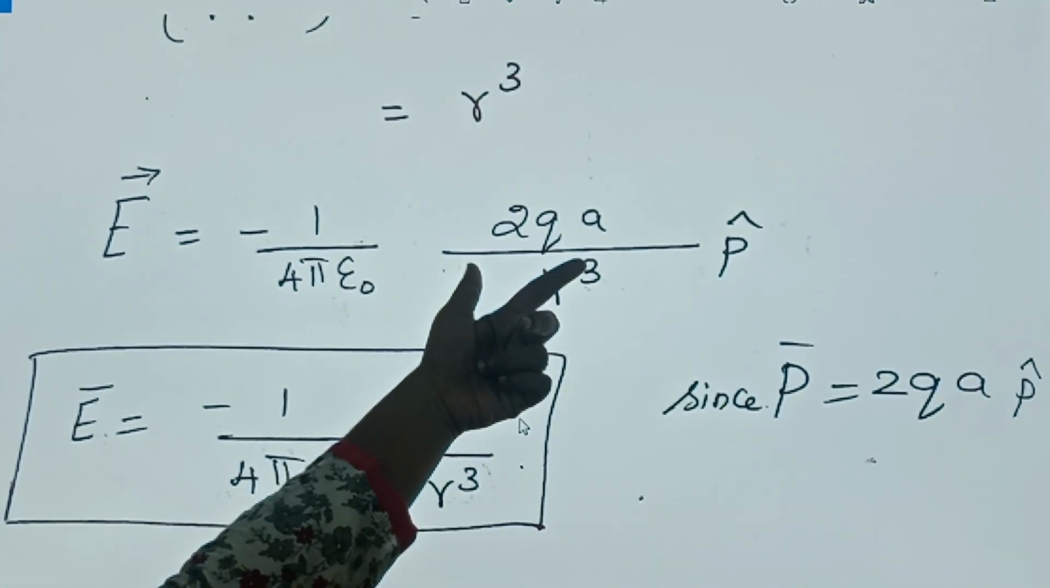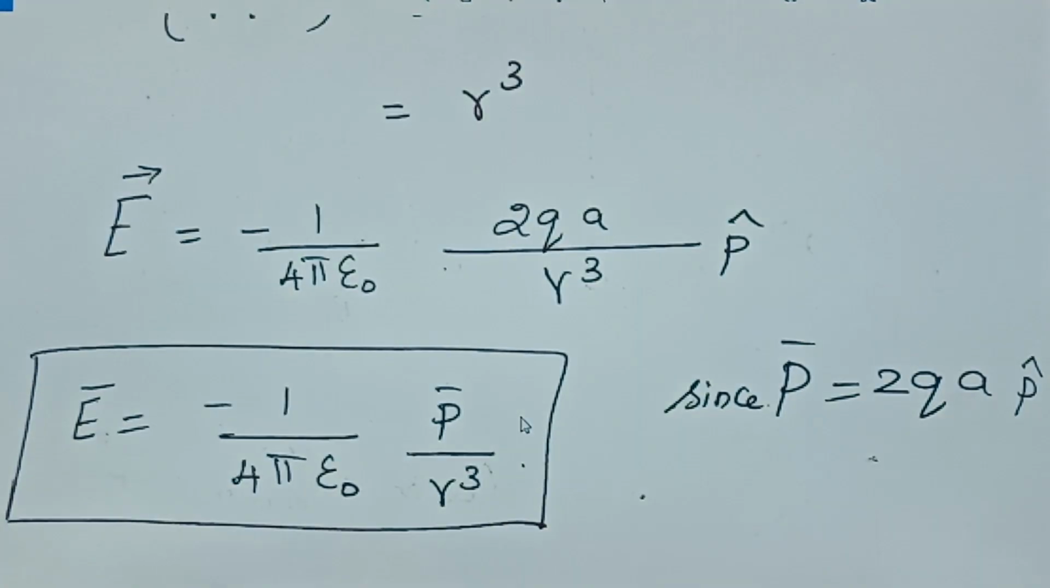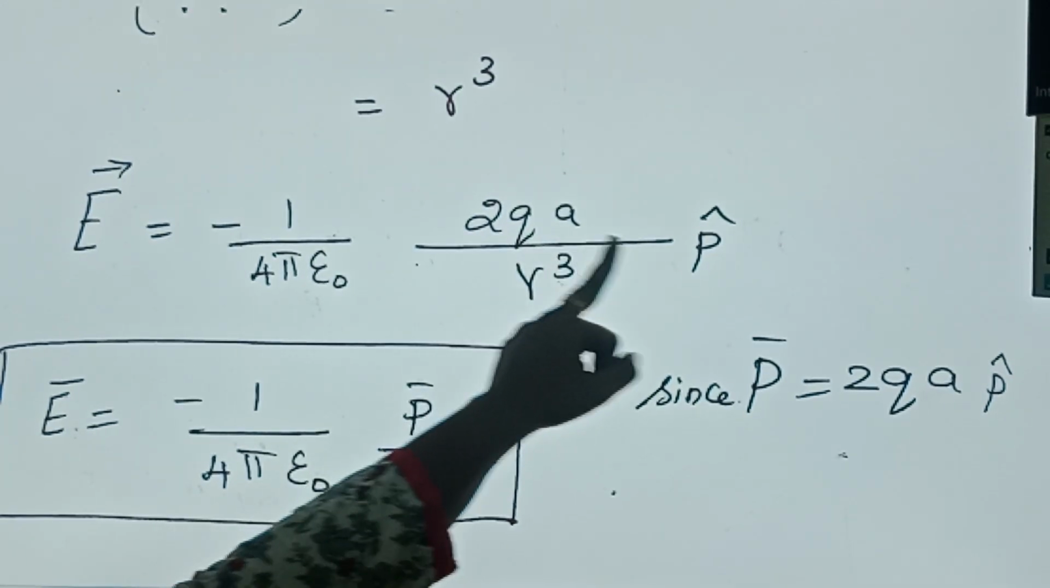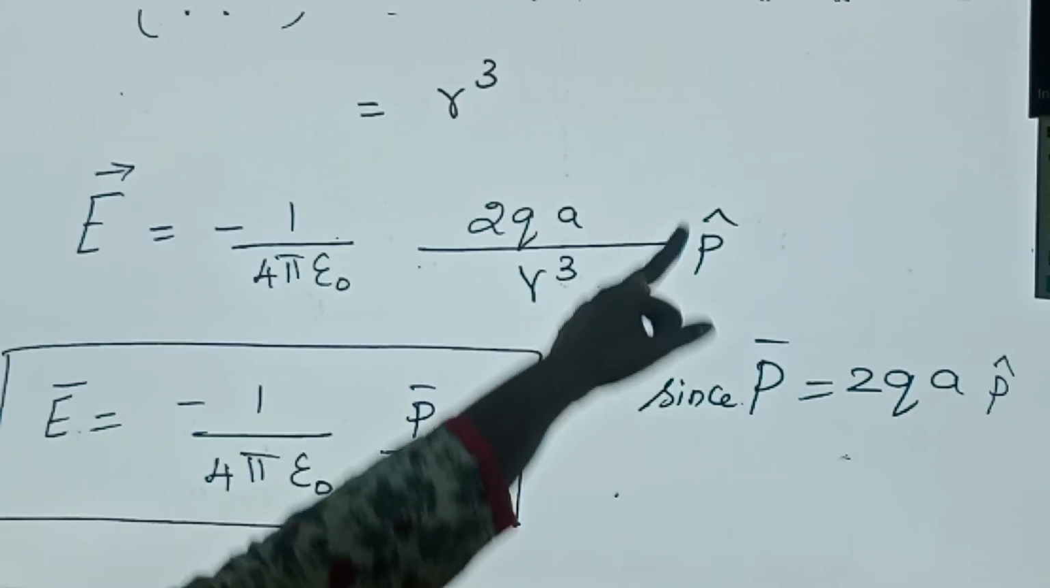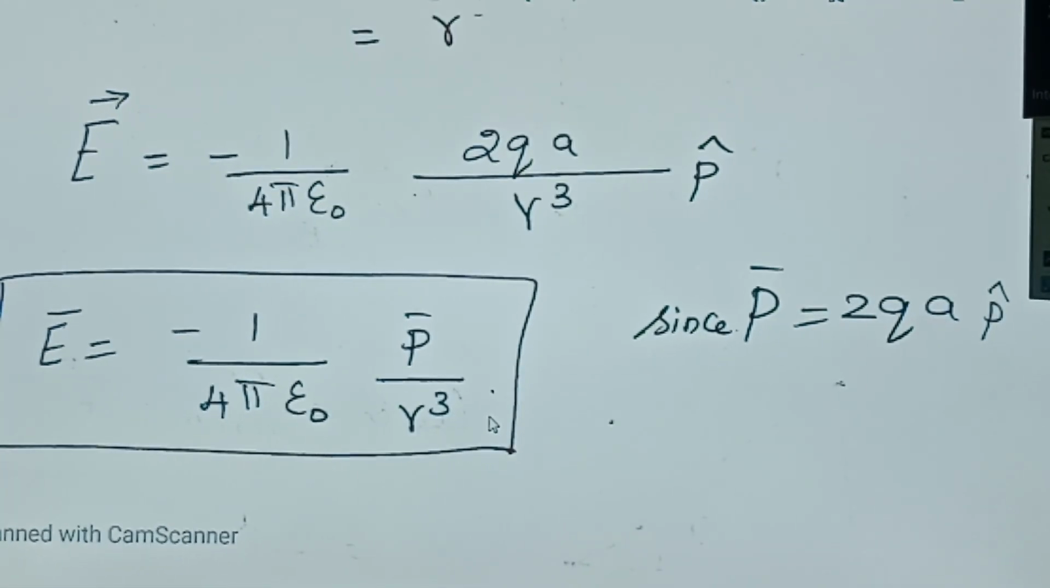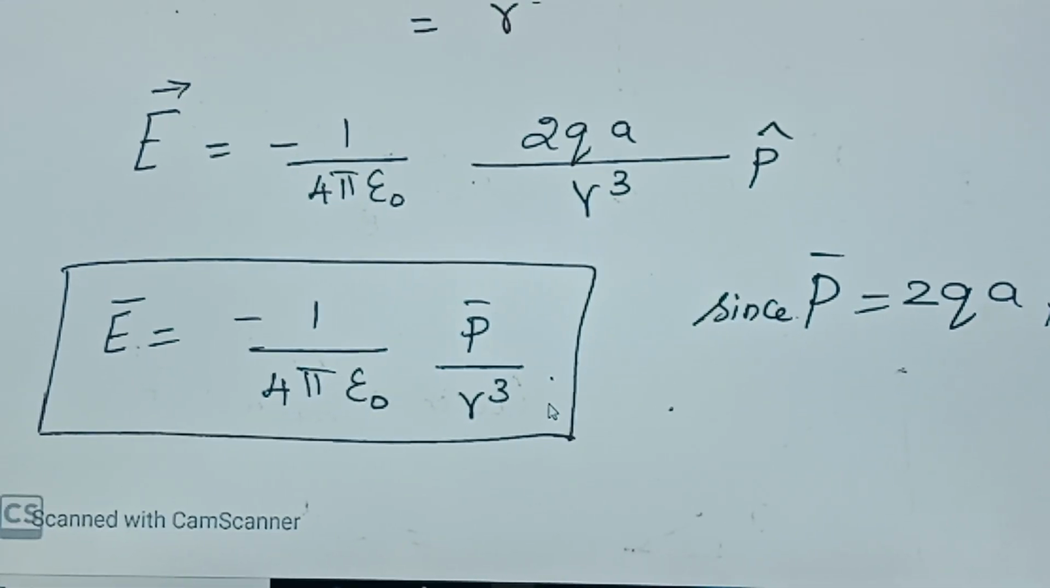And we already know the value of the P vector, which is the dipole moment. P vector is equal to 2qa into P cap. So instead of this fully, I am writing P vector. So this is the value for the equatorial line dipole.